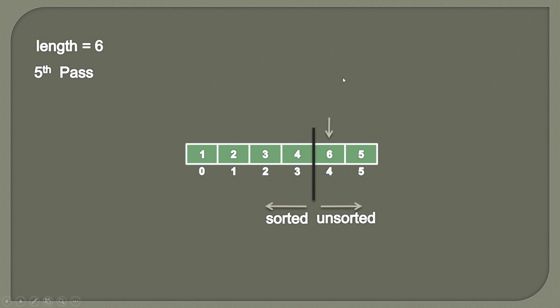We assume 6 is the minimum element and we compare it with the rest of the elements. So there is only one element which is 5. So we check whether 5 is less than 6. So yes, 5 is less than 6. So 5 will become our new minimum.